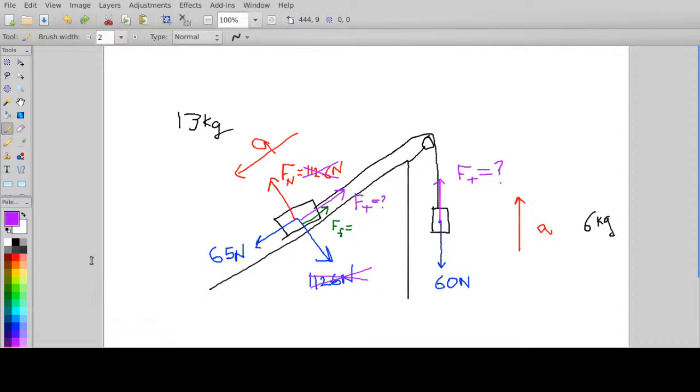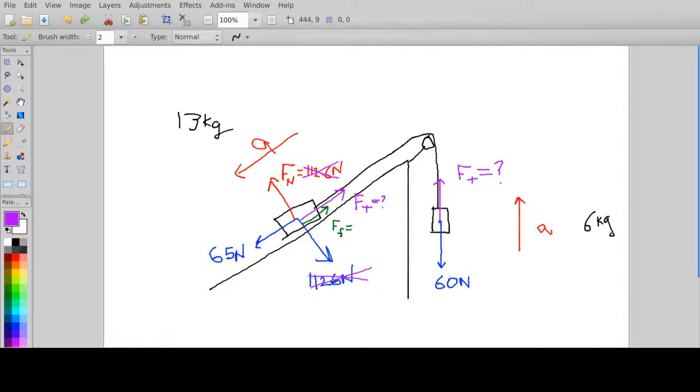So we're going to take this equation, and we're going to take this equation like that, and we're going to add them together. So you're going to get this plus that is going to equal 19A. And so the FTs will cancel. And 62 minus 60 is going to equal that. So that is equal to 19A.